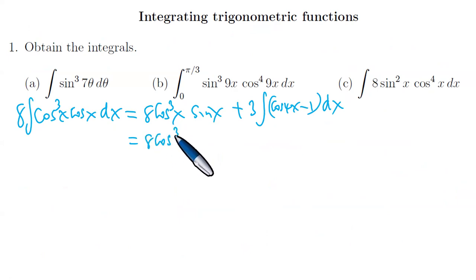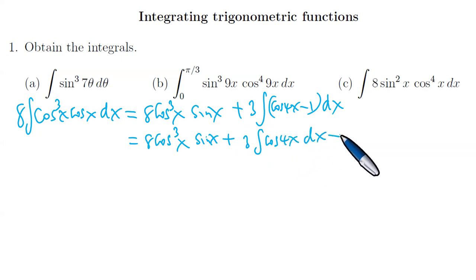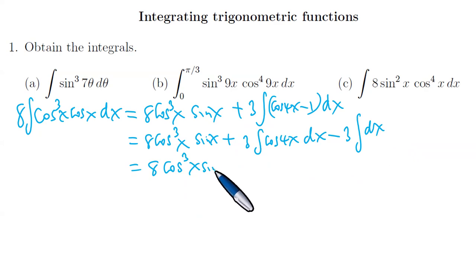It's 8 cosine cubed x sine x plus 3 cosine 4x dx minus 3 times the integral of dx, meaning giving us 8 cosine cubed x sine x. What is the integral of cosine 4x?